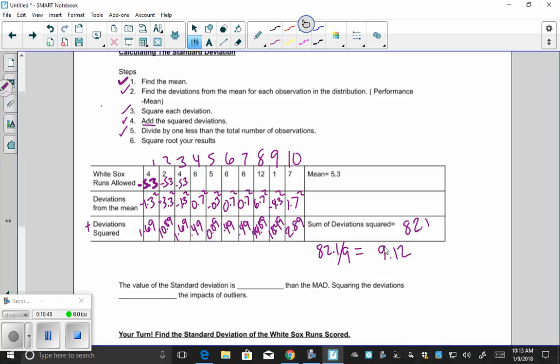So I divided. Now, the last step is to square root your result. So you're going to do 9.12 and square root, and you will get 3.02 runs. So this is the standard deviation for the White Sox runs allowed. That is the standard deviation.